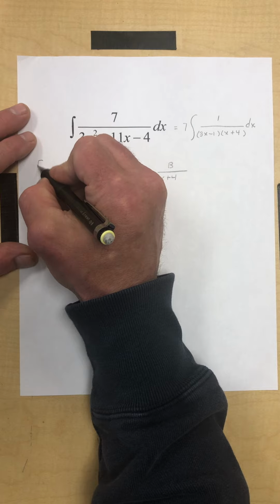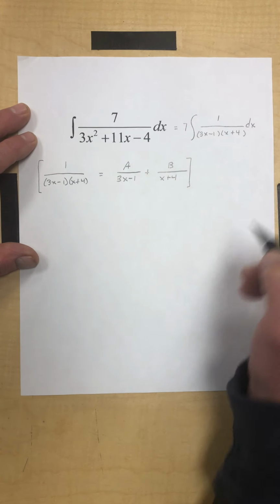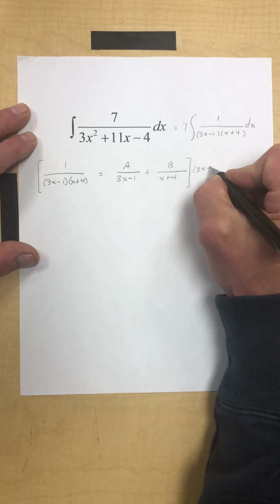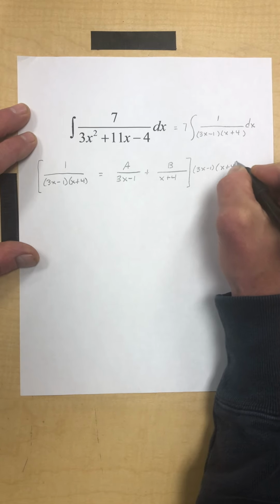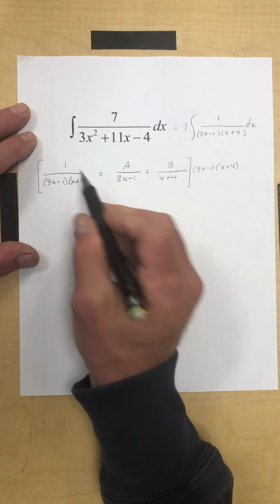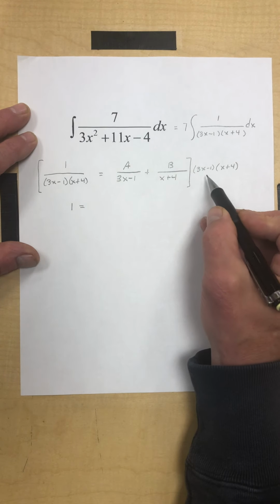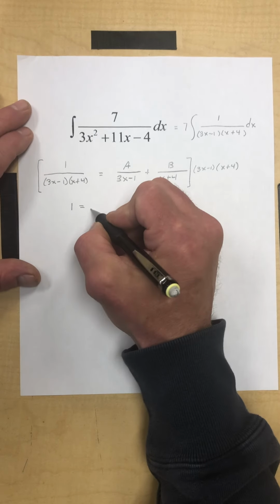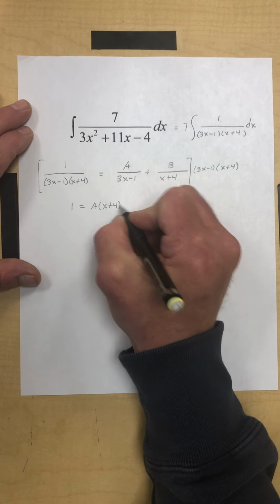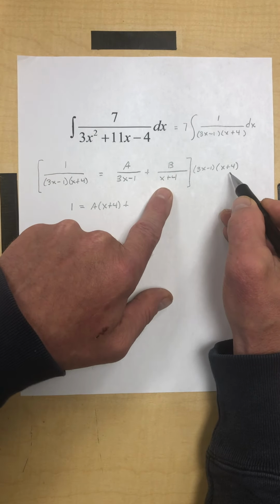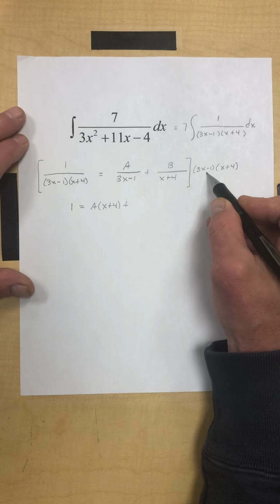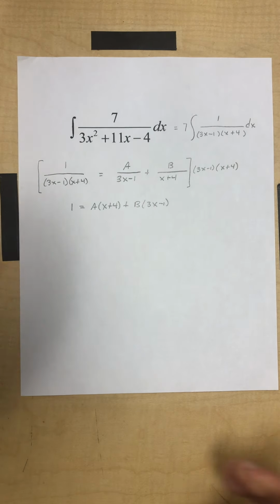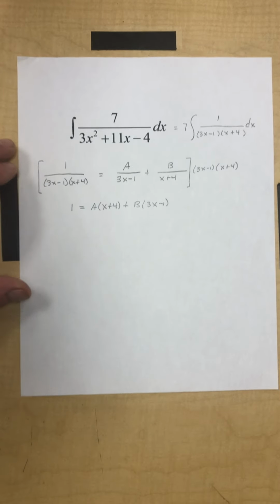If we take this entire equation and get rid of the denominator so that we don't have any fractions, by multiplying by 3x minus 1 times x plus 4, this guy will cancel with that guy, so you're just left with 1. This 3x minus 1 will cancel with this 3x minus 1, so I'll be left with a times x plus 4, plus, this x plus 4 will cancel with that x plus 4, so I'll be left with b times 3x minus 1. Let's see what happens here.